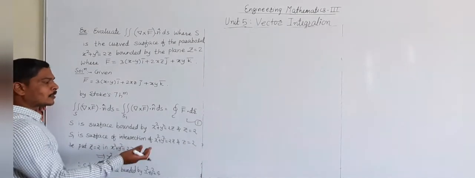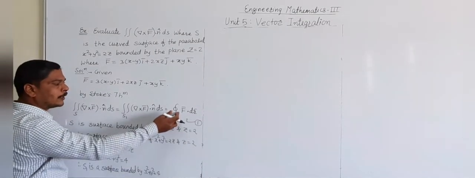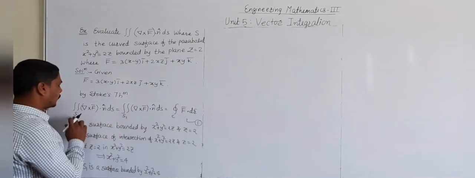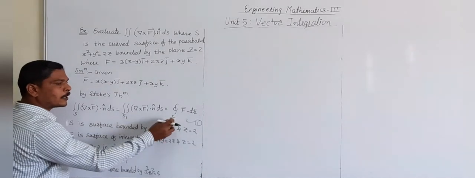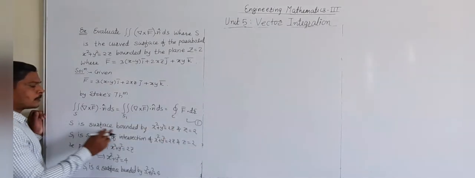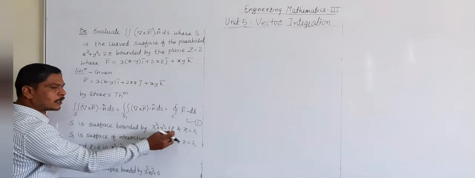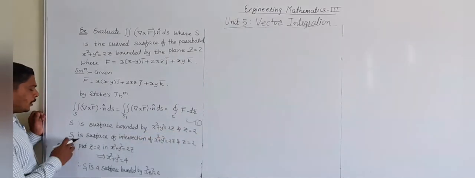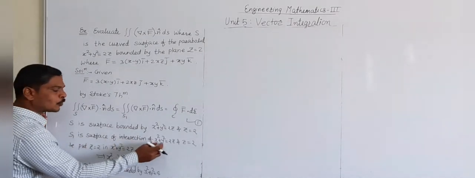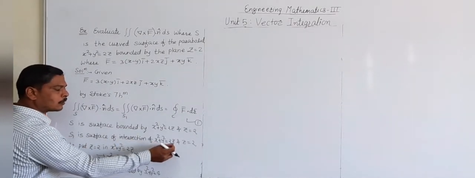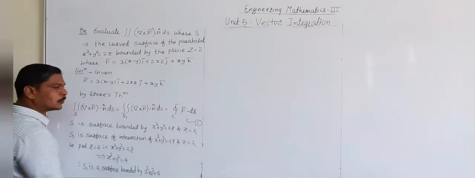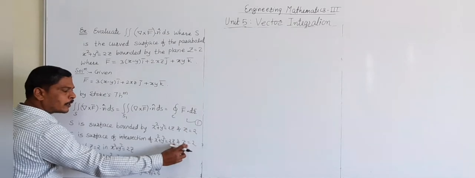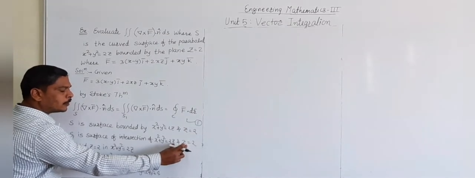Okay, in some cases we can find this closed integral over curve C. So the surfaces S1 and S2 are bounded by this curve C. Here S is the surface bounded by x square plus y square is equal to 2z and z is equal to 2, and S1 is the surface of intersection of x square plus y square is equal to 2z and z is equal to 2. Okay, so S1 is a surface which is bounded by these two curves.